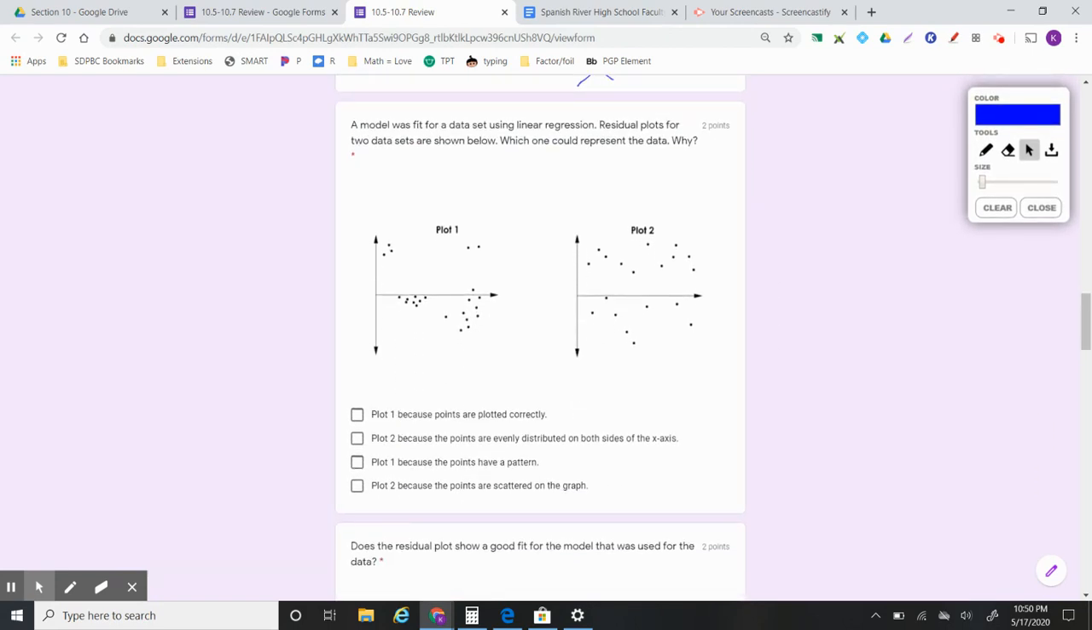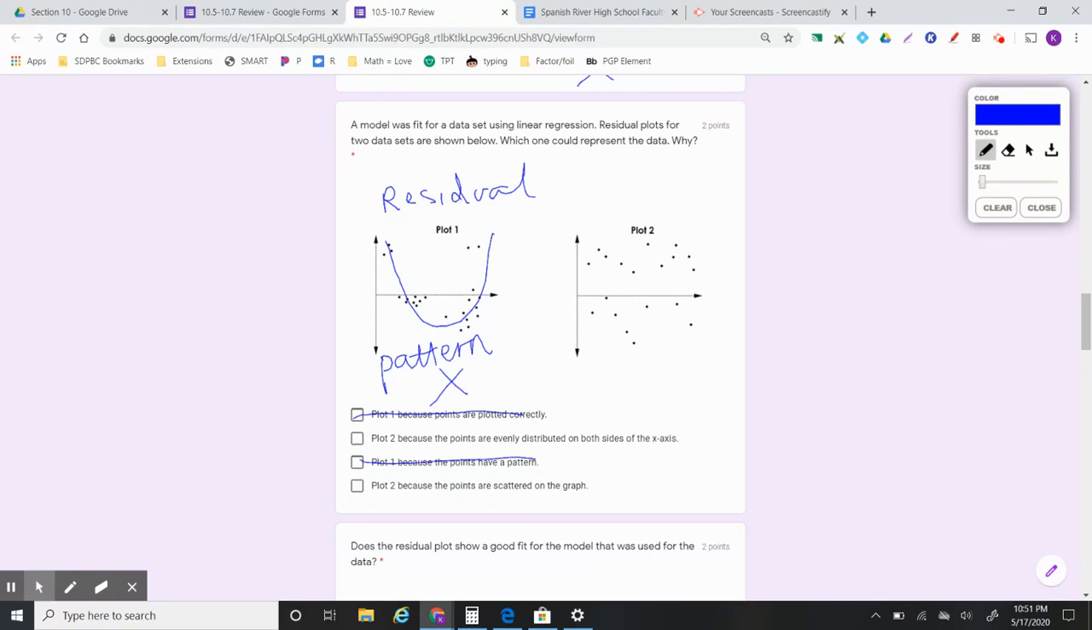The next one says a model was fit for a data set using linear regression. Residual plots for two data sets are shown below. Which one could represent the data? So it says we have a linear regression. Well, right here there's a quadratic pattern. And anyway, it's a residual plot. So residual, meaning pattern, is bad. So it's not going to be plot 1, so I'm going to cross out both options with plot 1.